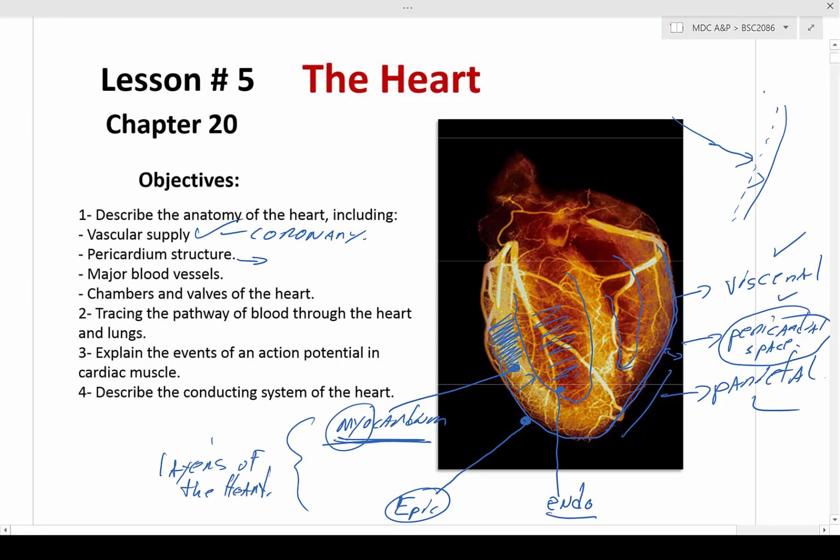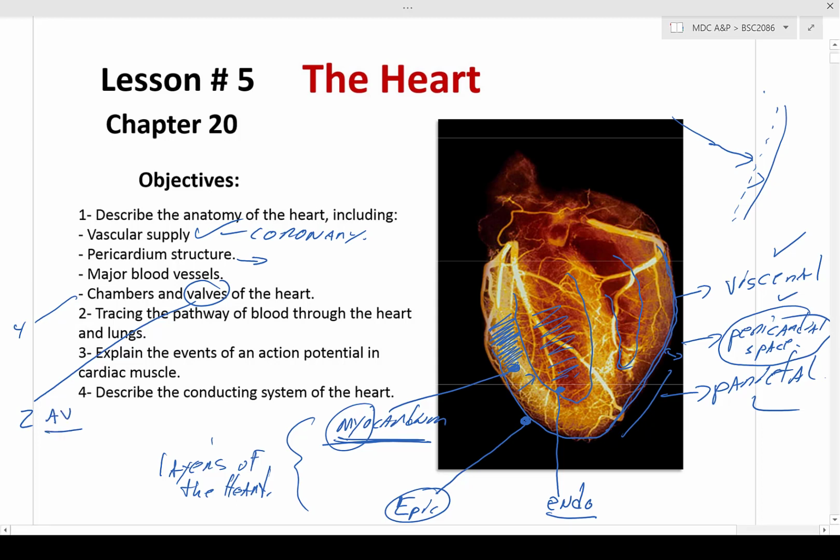So, chambers and valves. We already said that you have how many chambers? 4 chambers. Okay. How many valves do we have? Well, we have 2. What are they? 2 valves where? Between each chamber, right?